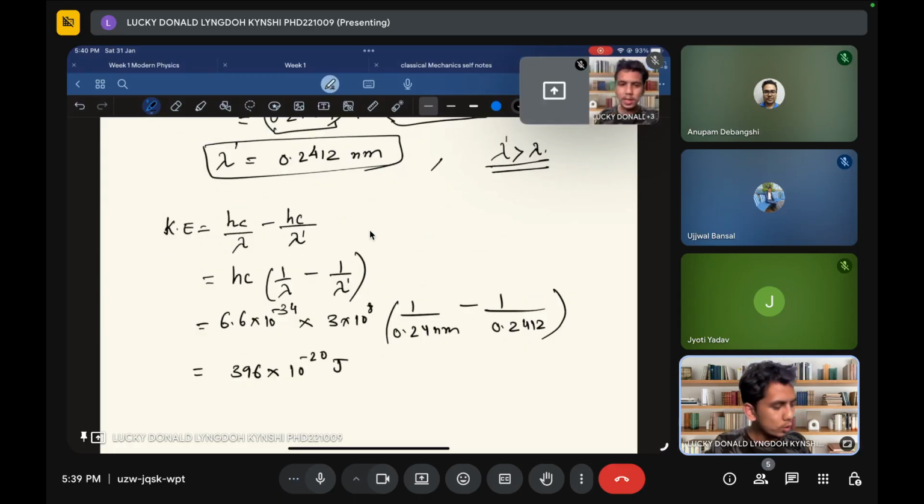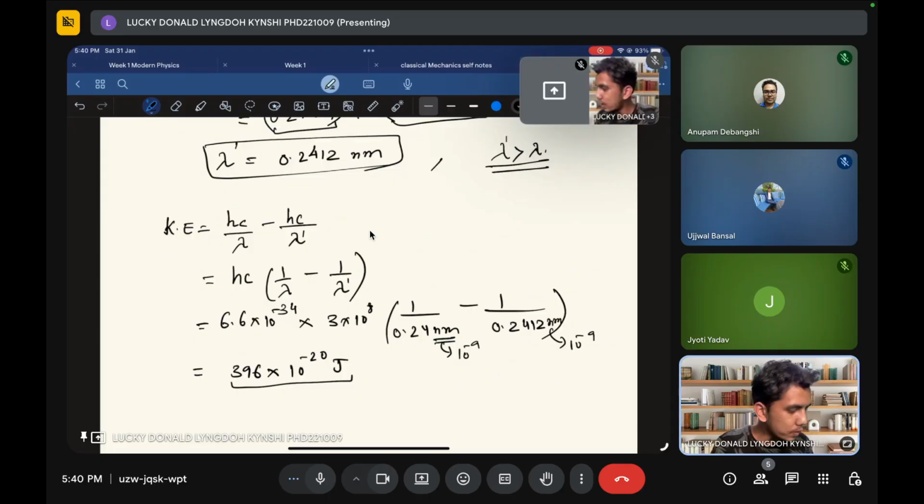Here, just remember to replace nanometer with 10 to the power minus 9. Remember here also, 10 to the power minus 9. If you equate this equation, you will get this much amount of energy. This is the kinetic energy.